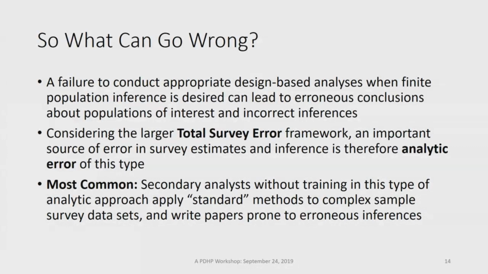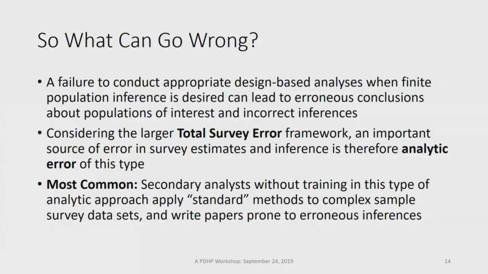Okay? So before we jump into examples, I just want to talk about, again, the implications of this decision to ignore sample design features versus account for them when you do analysis, and see how often this actually happens in practice. Okay? So a failure to conduct these kinds of design-based analyses when your objective is finite population inference, and you want to account for these design features, can lead to erroneous conclusions about the populations that you're talking about, and ultimately incorrect inferences. We're going to see some examples of that coming up here.